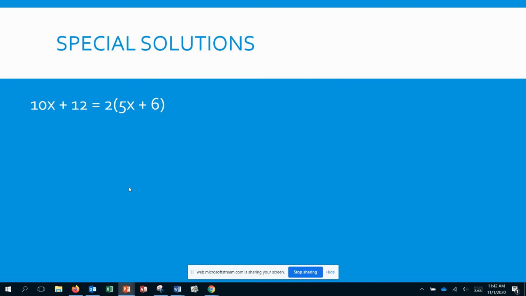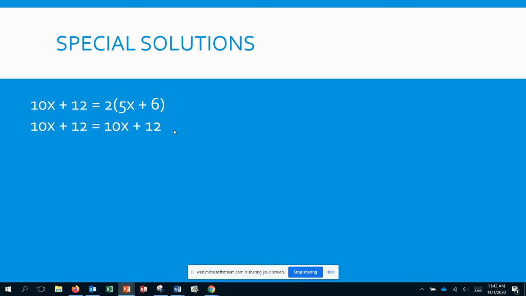So the first equation we want to solve is 10x plus 12 equals 2 times (5x plus 6). I encourage you to go ahead and solve this the way you know how. And when you get to that final step, play the video, check your work, and then we can discuss what your answer really is. So the first thing we are going to do is distribute this 2 to the 5x and the 6, because remember we need to start by distributing or combining like terms if we can.